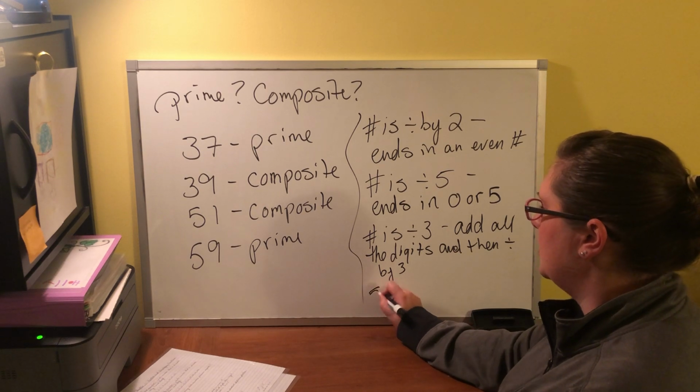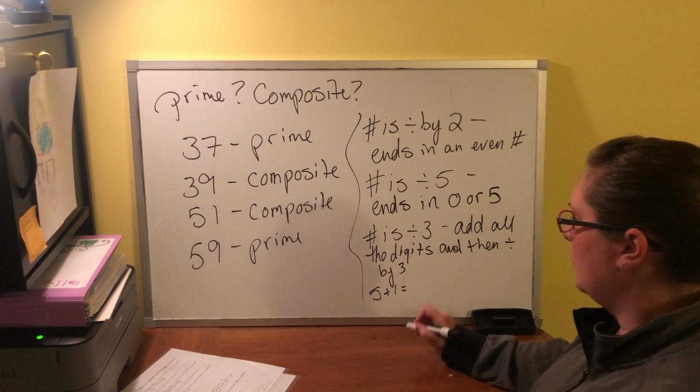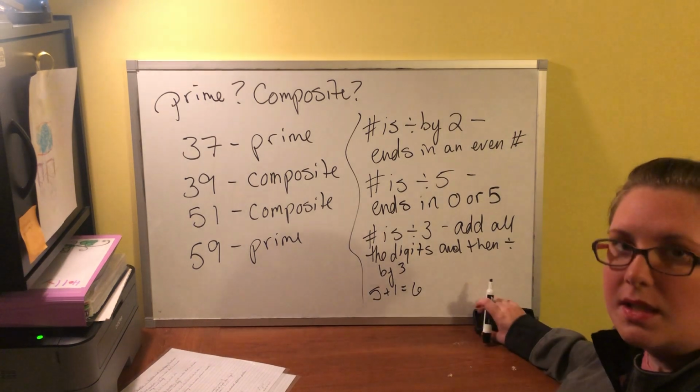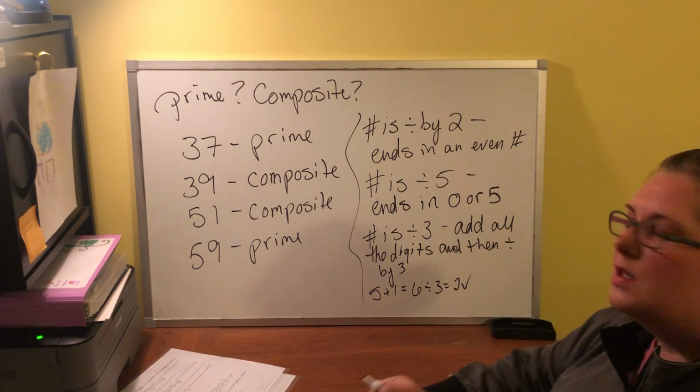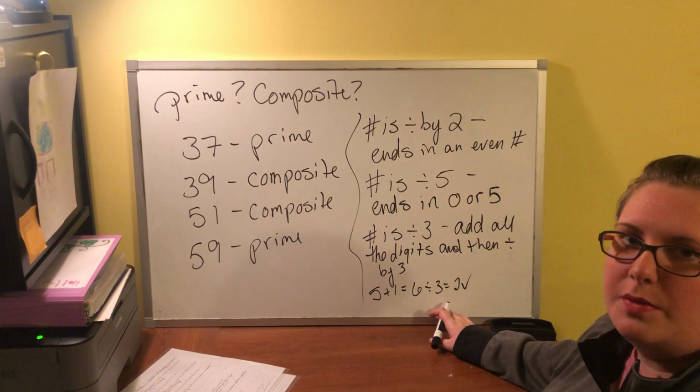You would add the digits 5 plus 1. Well, 5 plus 1 is 6. Is 6 divisible by 3? Yes, gives you 2. So it's a composite number, right, and it's divisible by 3.